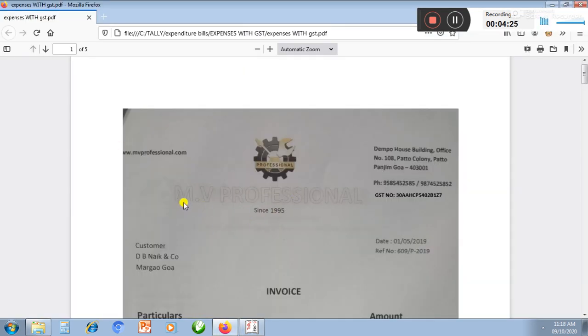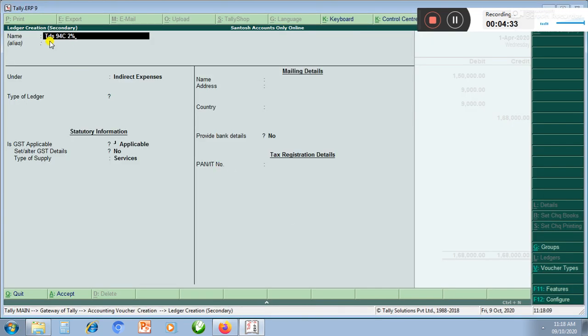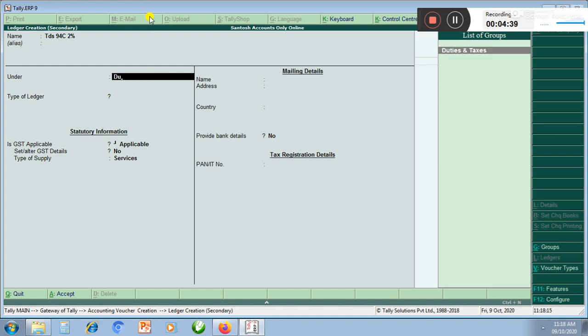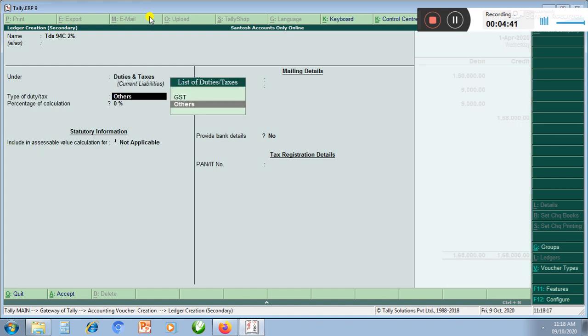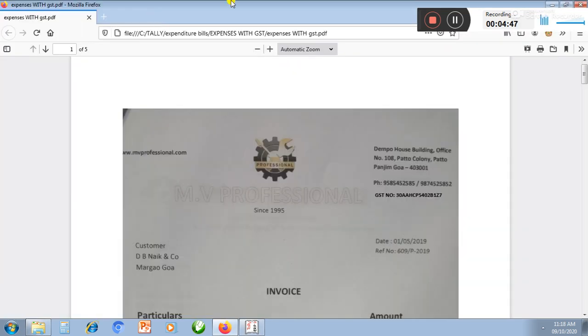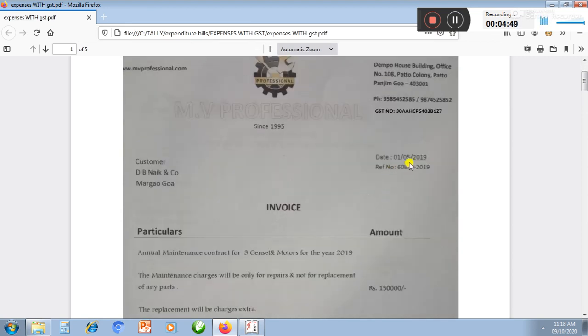If you are receiving the bill, suppose somebody else's name is there, say Peter Fernandez, and he has given me the bill, then I'll select the same section, TDS 94C, but 1%. Under duties and taxes, remember, this is also a tax, and put it under Other. Don't put it under GST. Don't give percentage and all. How much TDS will be deducted now from here?